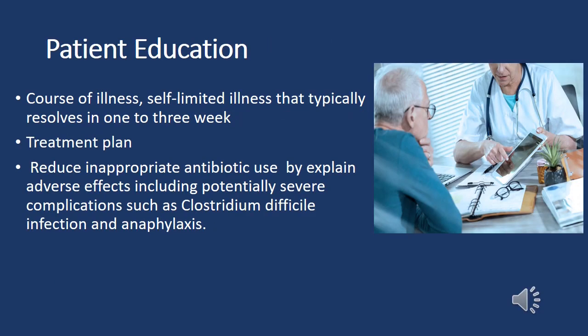Patient education in bronchitis involves imparting vital information about the condition to enable patients to understand its course, treatment, and the importance of appropriate care. Course of illness. Treatment plan. Reducing inappropriate antibiotic use. Overall, patient education in bronchitis aims to empower individuals to understand the natural course of the illness, adopt appropriate self-care measures, and make informed decisions regarding treatment, particularly concerning antibiotic use, to optimize recovery and avoid potential complications.